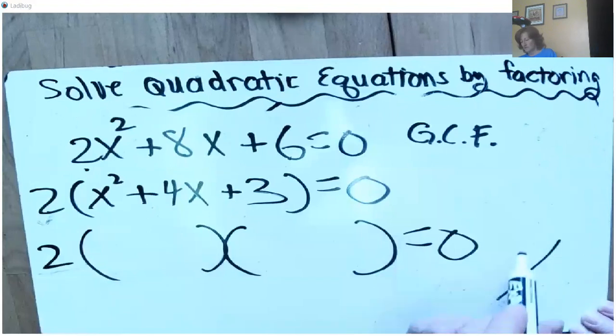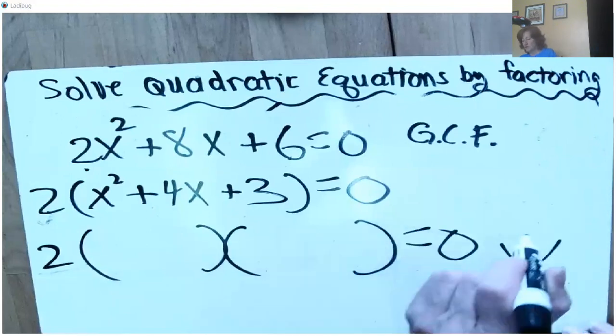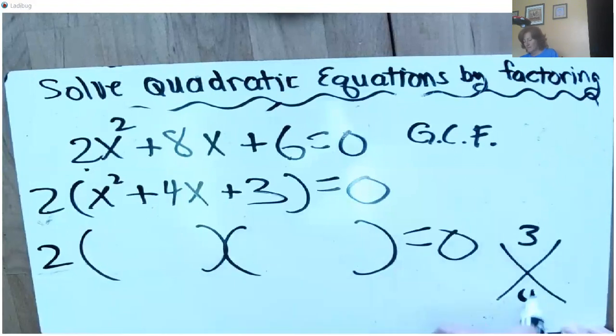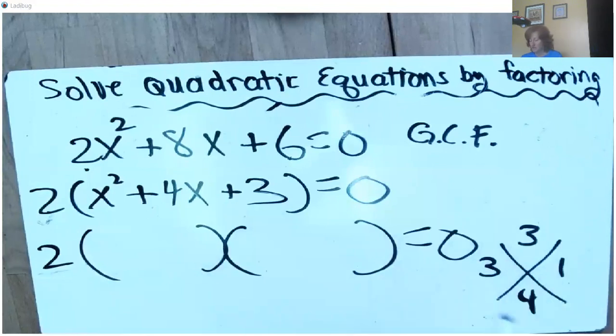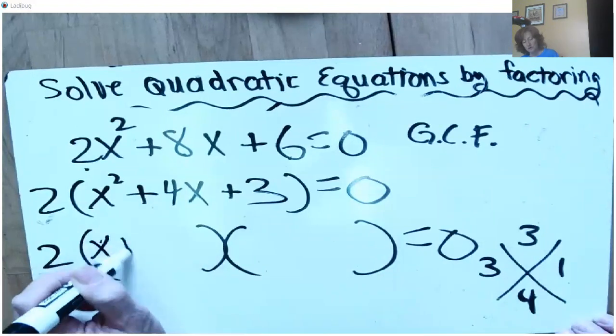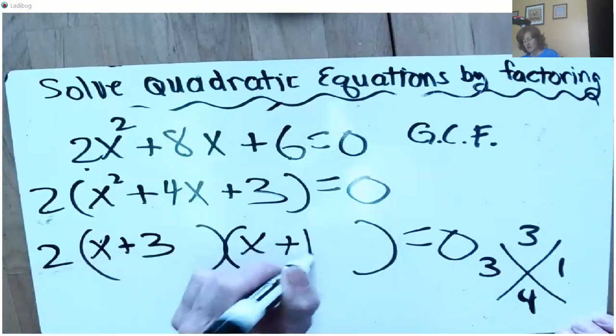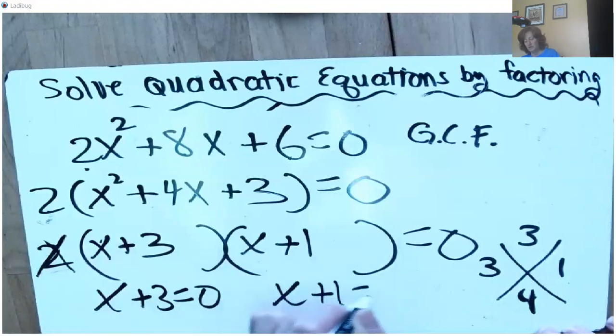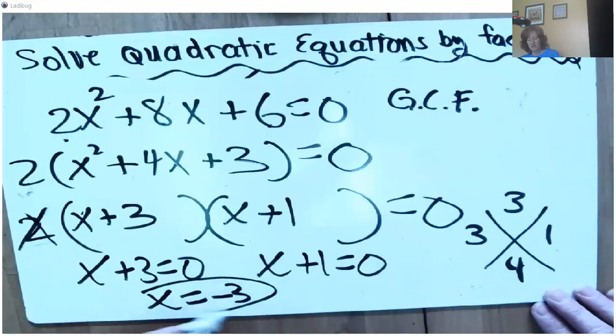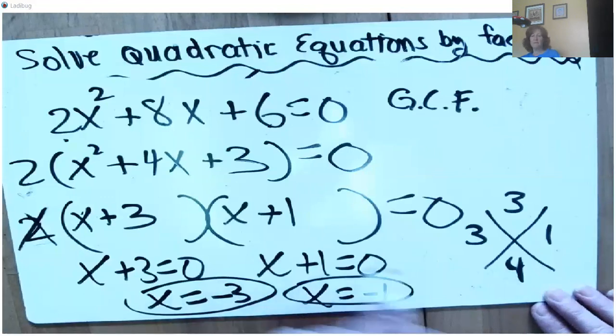Again, we can use our diamond. We're looking for two numbers that multiply to 3, but add to 4. Okay, so yep, 3 times 1 is 3, and 3 plus 1 is 4. So we have x plus 3 and x plus 1. We don't need to make this into an equation because there's no variable with it. Only the factors that have the variables get made into equations. So then this one's going to give us negative 3, and this one's going to give us negative 1.